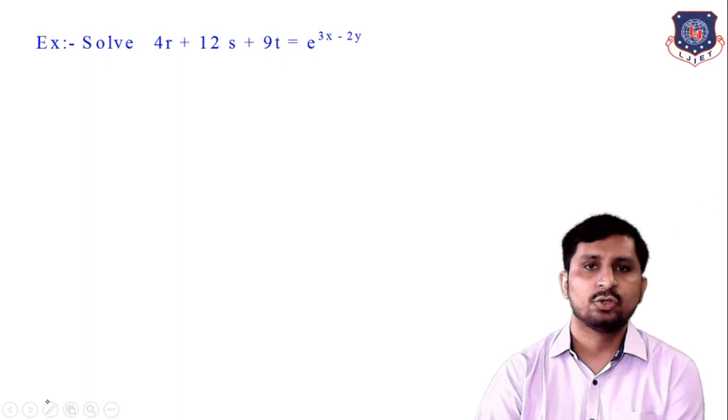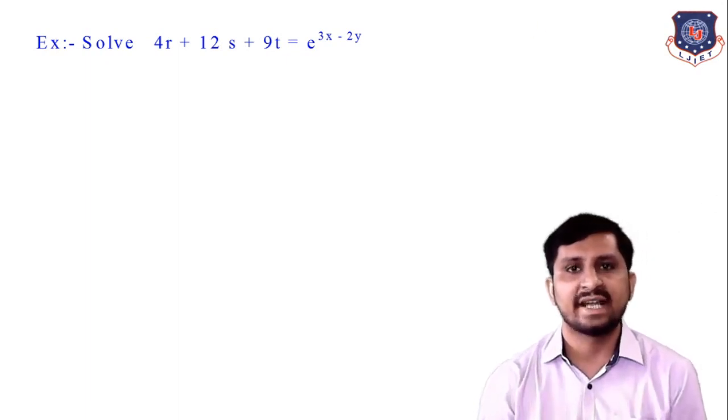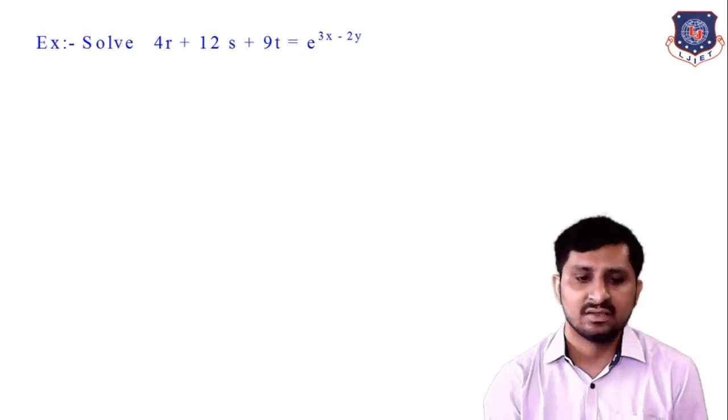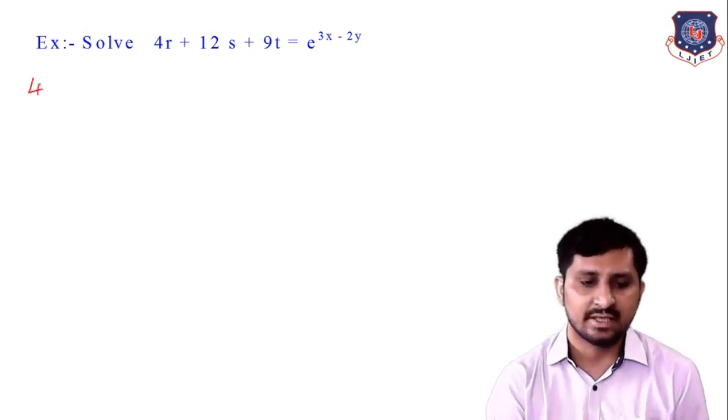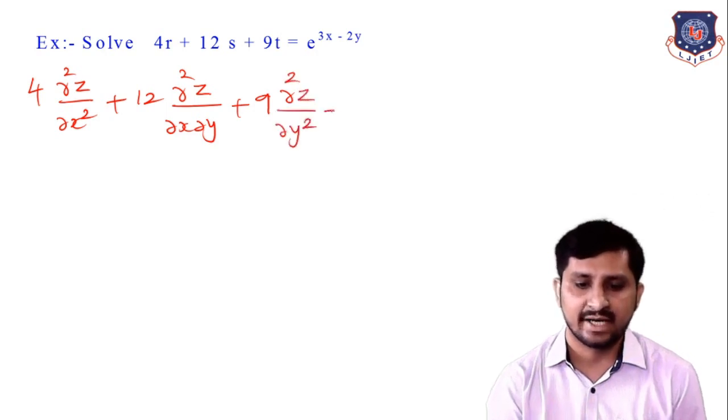Now you know that this is standard notation: 4r plus 12s plus 9t is equal to e raised to 3x minus 2y. So we know that r is nothing but del square z by del x square. S is nothing but del square z by del x del y, and t is nothing but del square z by del y square. So that is equal to e raised to 3x minus 2y.